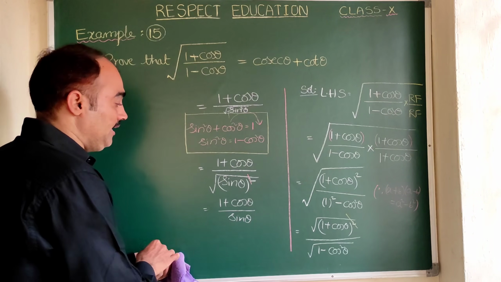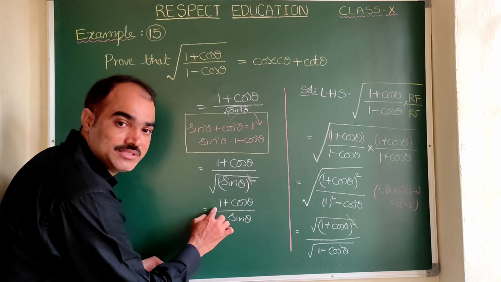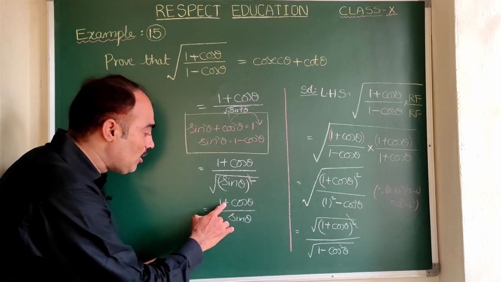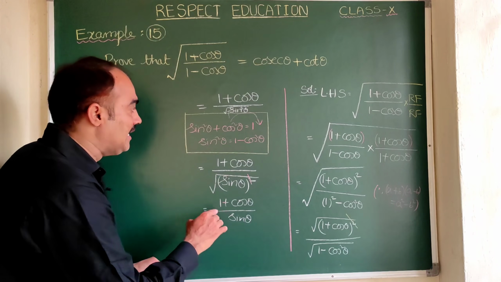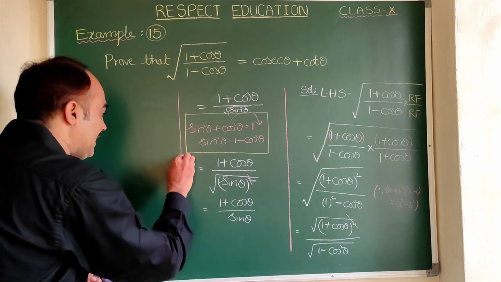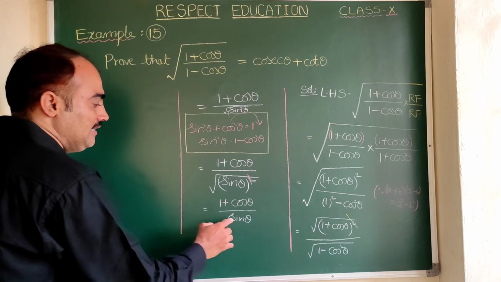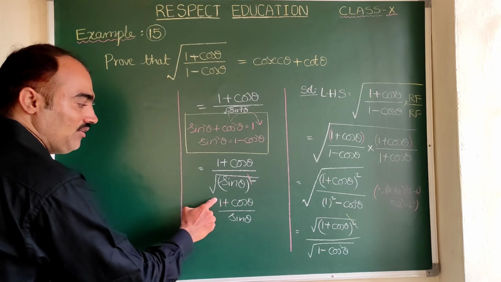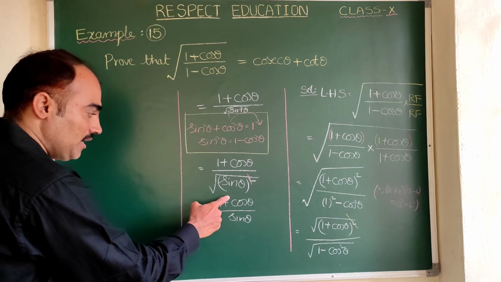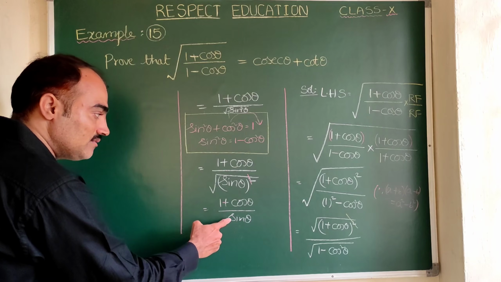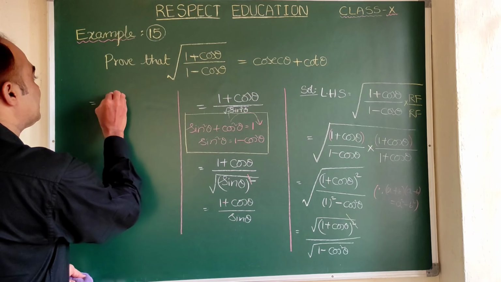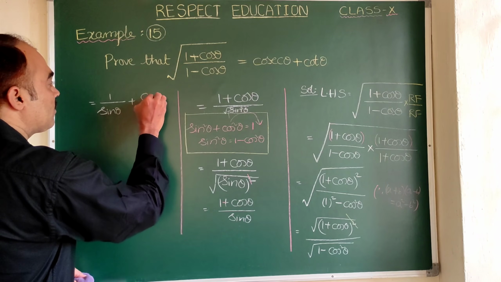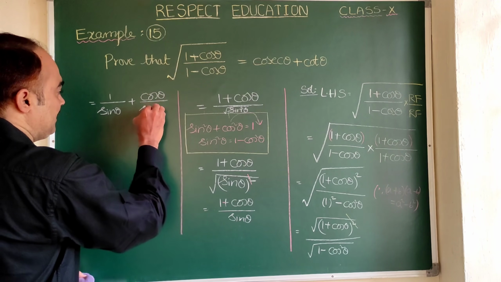Here you observe, in the numerator we have two terms. One is number 1 and another one is cos theta. But in the denominator only one term, that is sin theta. Single denominator can be split. That means this sin theta can be split for both. So here it can be written as 1 by sin theta plus again cos theta by sin theta. Yes, cos theta by sin theta. So let us write here, it is 1 by sin theta plus cos theta by sin theta.